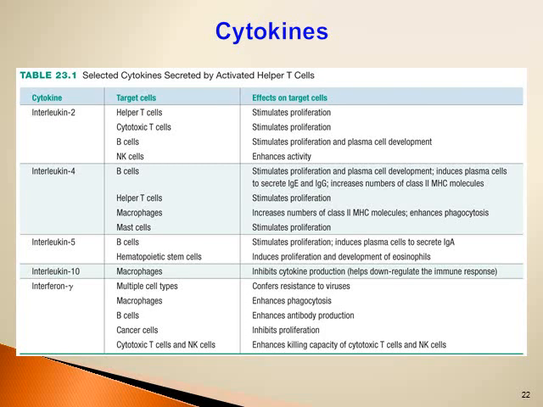Here you can see in this table examples of cytokines secreted by activated helper T cells like interleukin 2, interleukin 4, interleukin 5, interleukin 10, and interferon gamma. They have effect on different target cells with different responses of those target cells to those cytokines. You don't have to memorize. I'm just giving an example of the cytokines and their target cells and what is the effect of those cytokines on the target cells.